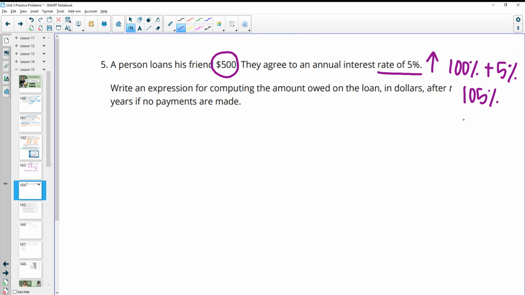And then 105% as a decimal is 1.05. So that's what we're going to want to plug in for our equation. So we have the original loan at 500, and then that growth factor is 1.05, and then to the T. So this is how it's going to grow, provided that no payments are made on it.